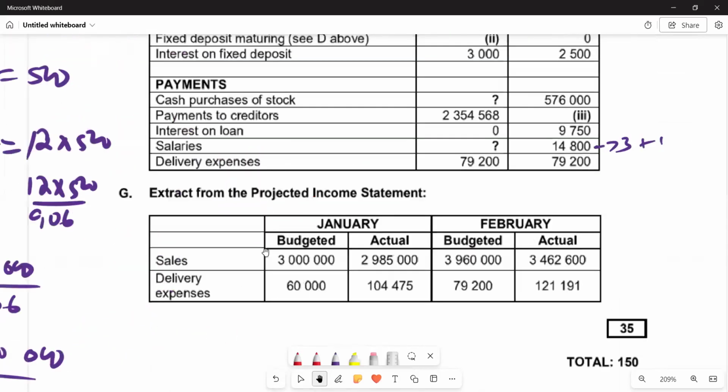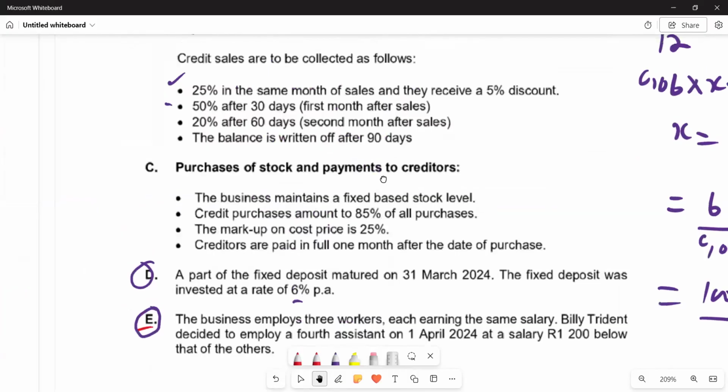So on the last part, we are going to find our 3, whereby our 3 is saying payment to creditors for item 3. And then we go to the explanation that we have in terms of payments to creditors. We see that we are told here about creditors, and they say credit purchases amount to 85% of all purchases. And then they say the business maintains a fixed base stock level. So a fixed base stock level means the sales that are going to take place will replace the sales in the same month. So we are saying we are going to determine the purchases by the sales figure for that month.